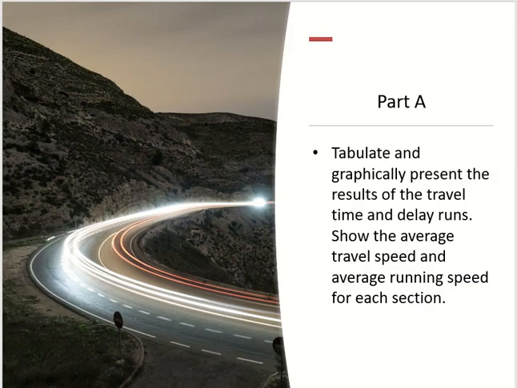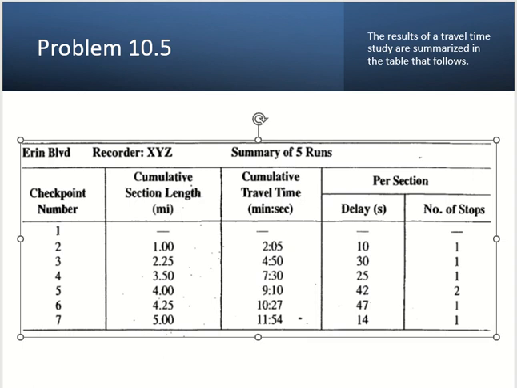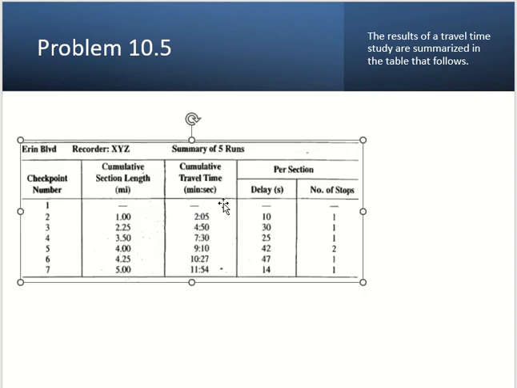Okay, moving on. This question has different parts. The first part is to find out the travel time and delay for each section. Delay is given, right? Delay is already for each section. So we have to find out the travel time for each section. But the travel time is given. So what should I do with this? Because this travel time is what? Cumulative. They want it for each section. So I will do the subtraction. For each section I will subtract it.